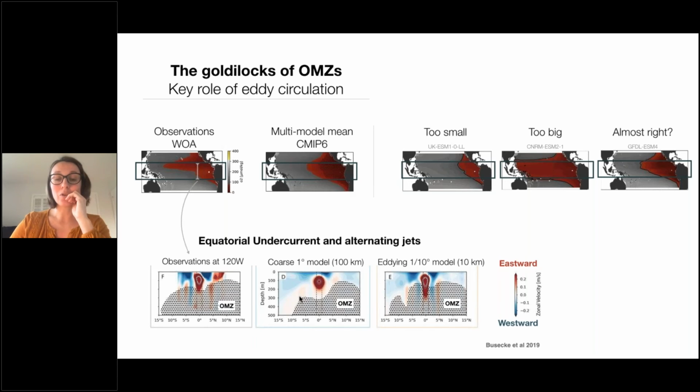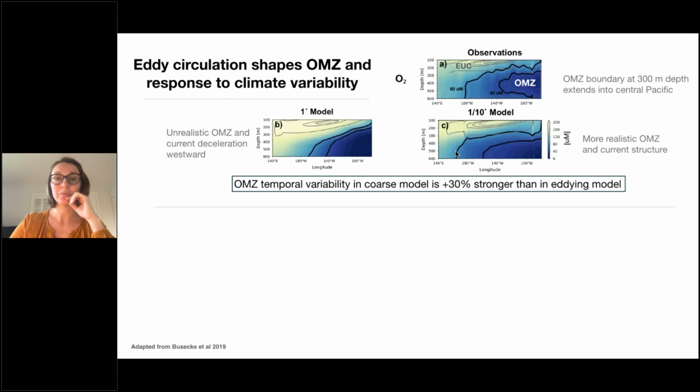And you see here an example of a coarse, typical Earth system model, 100-kilometer resolution, where you only have a big undercurrent, but very little fine-scale structure of those currents. While here you have an eddying 1/10 degree model, where you reproduce some of those alternating jets. And you see the oxygen minimum zone simulated in those models will be influenced by the structure of that transport. I'm going to go over just one slide about the differences between those two models.